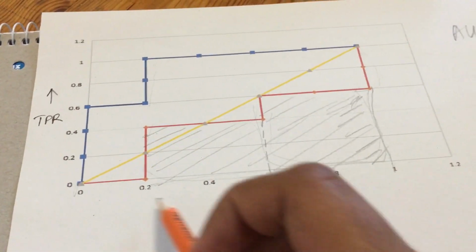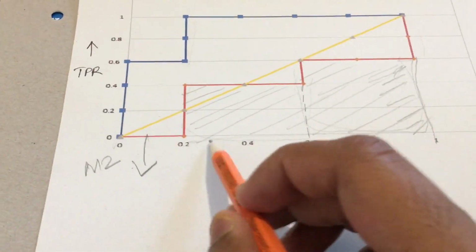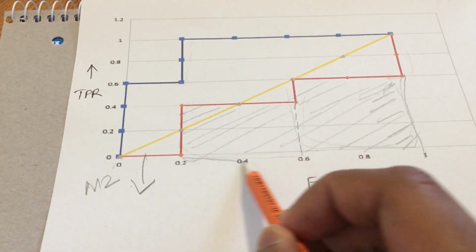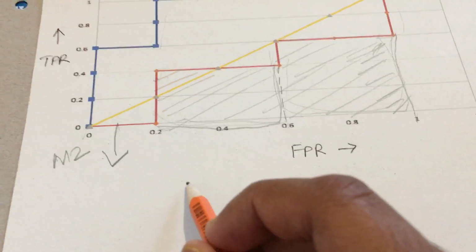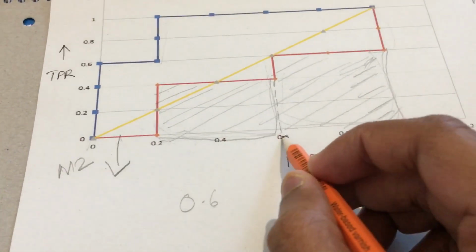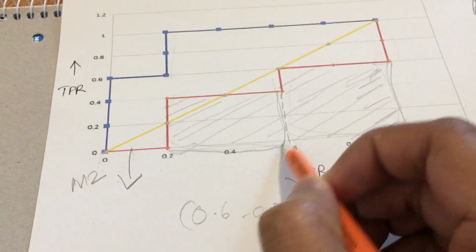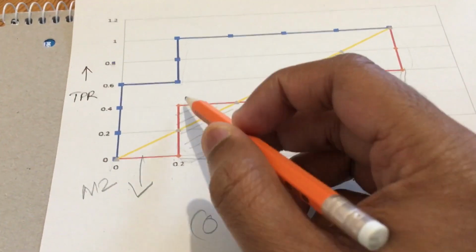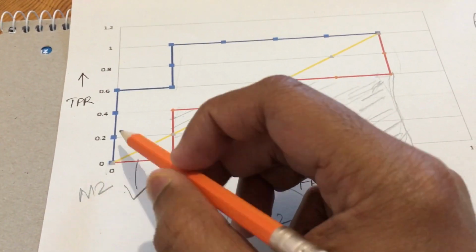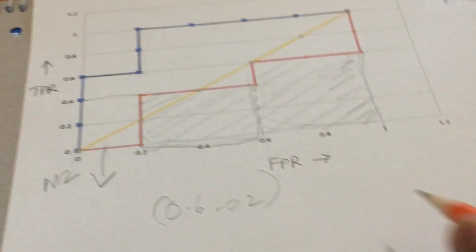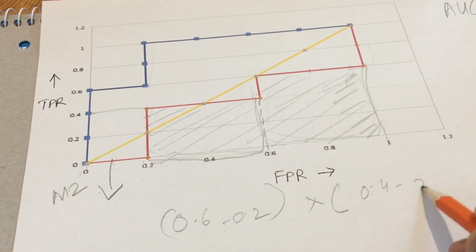For this curve, that is for M2, we span this much area. So this rectangle is only this much. On the x-axis, that is 0.6 minus 0.2, this is the length of this rectangle. Then for the breadth we have this portion. We cannot calculate from here, so we need to calculate from here. So the length into breadth will be 0.4 minus 0.